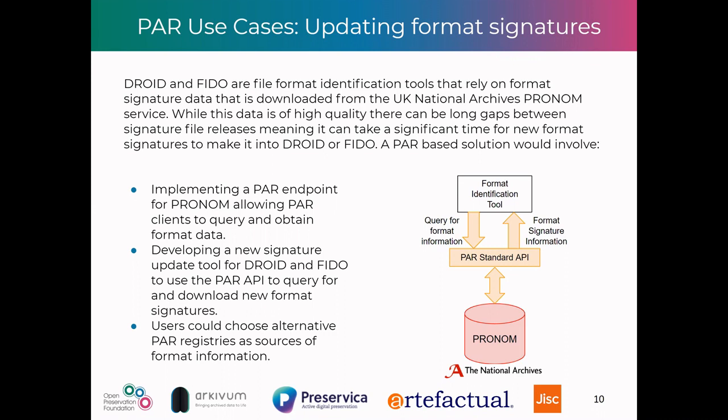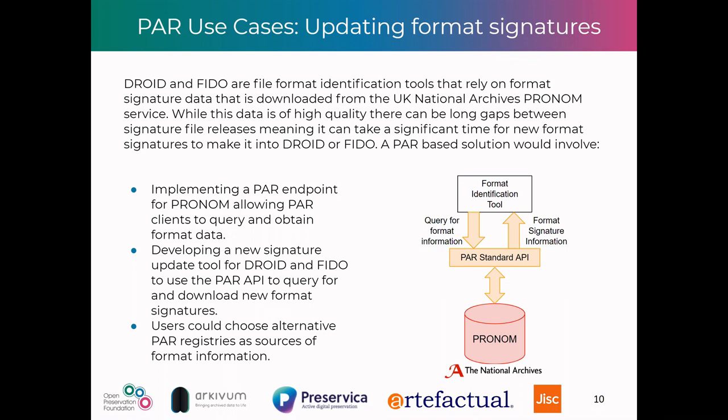But also it would be possible for other sources of file format data and signatures to produce a PAR endpoint. So you could then, in theory, take signature data from a different source, or you could trial signatures that weren't in Pronom in something like WikiDP using a PAR endpoint wrapped around that. So a way of actually speeding up the Pronom development cycle slightly.